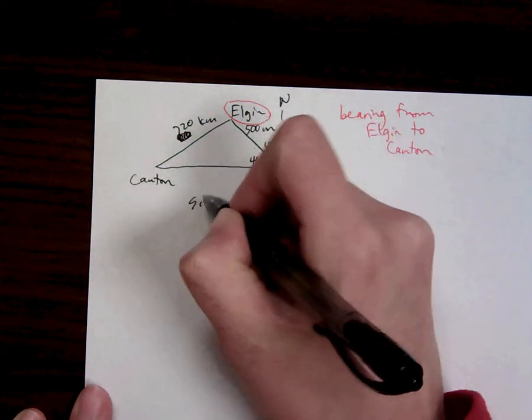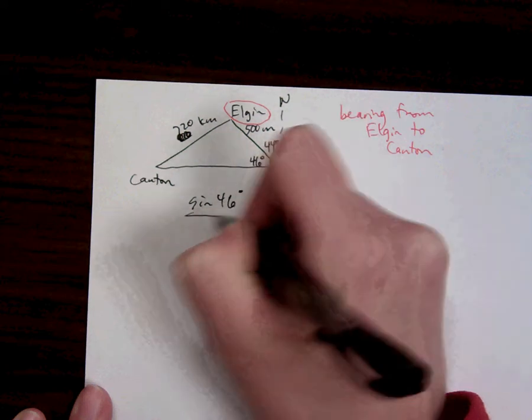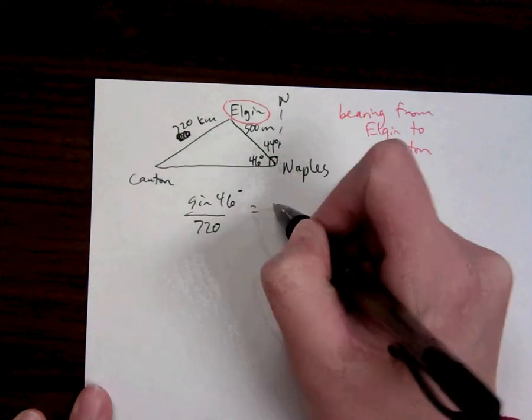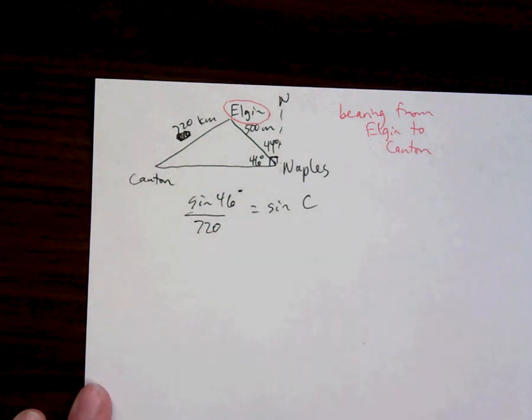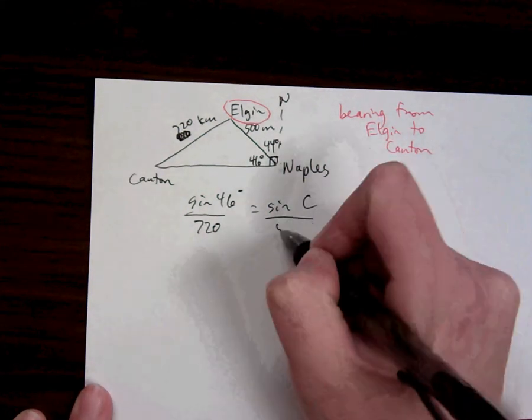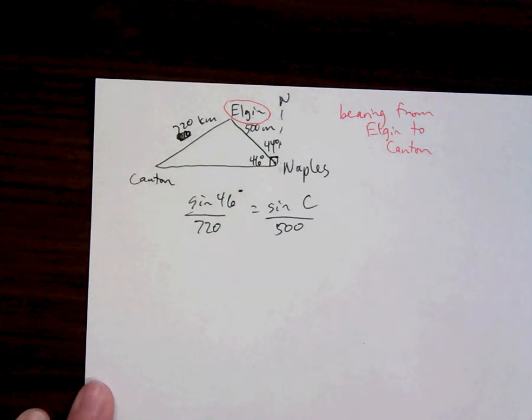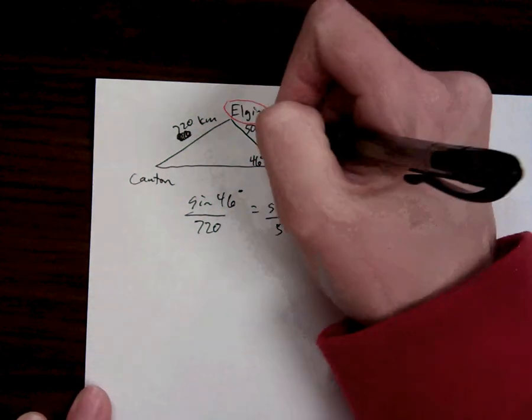So I'm going to do sine of 46 degrees over 720, these two, equals sine of C for Canton over the 500 meters. Those are, or wait, I have two different things here. Meters, kilometers. They're both kilometers. This should be kilometers as well.